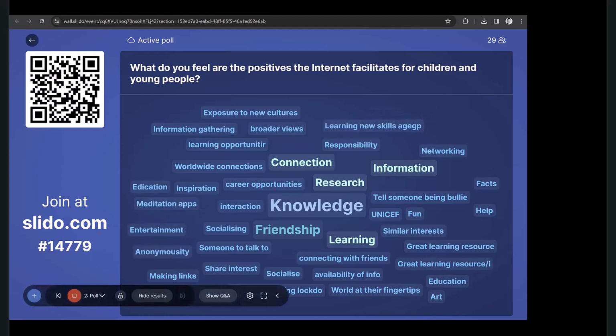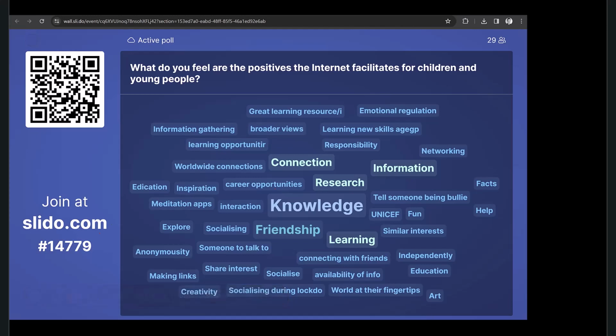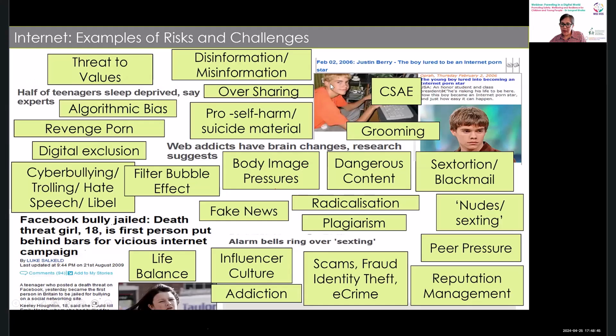Thank you so much. Yeah, there are so many different things here. I think information gathering, having broader views, getting a sense of responsibility, career opportunities. Absolutely. So many different things. And I'm heartened to see all the positives here. So we know it is challenging because there's quite a lot going on online, and it requires that we are actively involved. So I'm going to come back to my slides now.